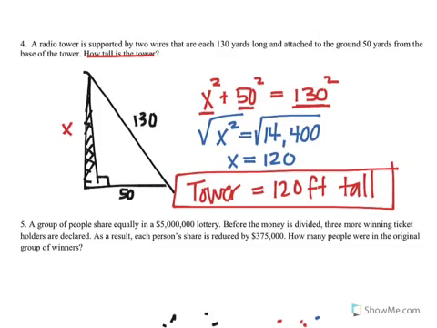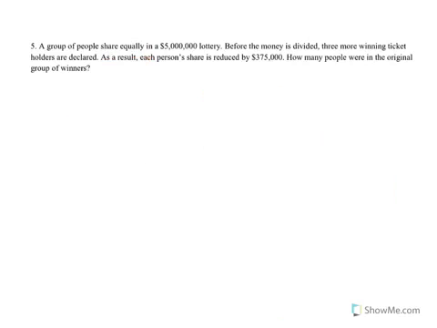Right. In the last problem, we're going to take a look at how to use an average equation. A group of people share equally in a $5 million lottery prize. Before the money is divided, 3 more winning ticket holders are declared. As a result, each person's share is reduced by $375,000. How many people were in the original group of winners? So what I'm going to do is call X the number of people in the original group.